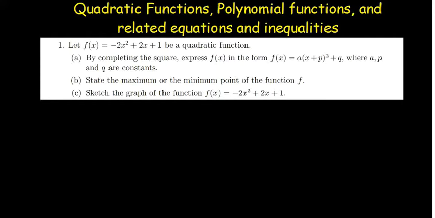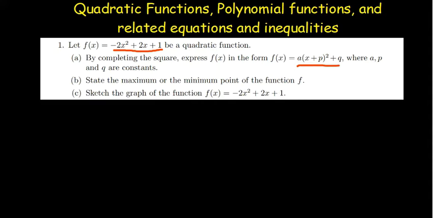So question 1 says, our function f of x is equal to negative 2x squared plus 2x plus 1. That is our quadratic function. So we are told, by completing the square, express f of x in the form f of x is equal to a(x plus p) squared plus q, where a, p, and q are constants.